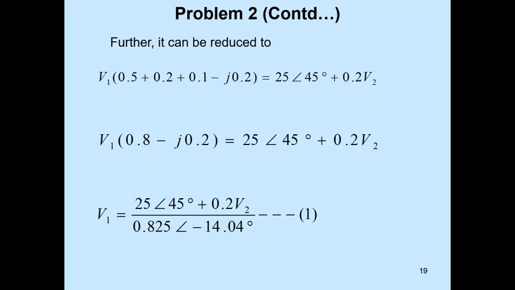Because 25 at an angle of 45 plus 0.2 V2 is divided by 0.8 minus j0.2. Here this is the division. For a division, we have to convert the denominator into polar form. So that is the reason I am converting that 0.8 minus j0.2 into polar form. We are getting 0.825 at an angle of minus 14.04.